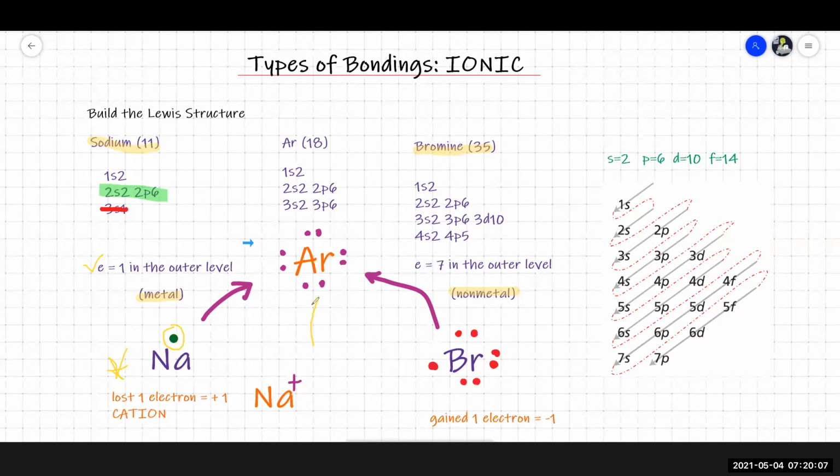So all elements in the periodic table want to look like the noble gases. Take a look here. Argon is a noble gas. Just imagine that argon is the element any other element wants to become, okay? It's like an ideal role model for elements. So take a look here. Sodium wants to look like argon, and bromine also wants to look like argon.